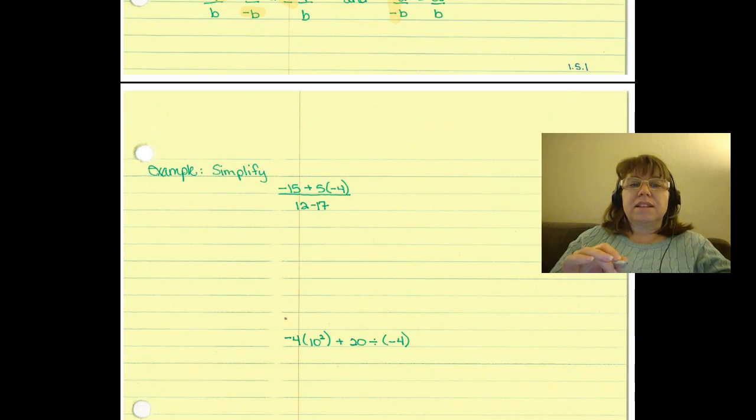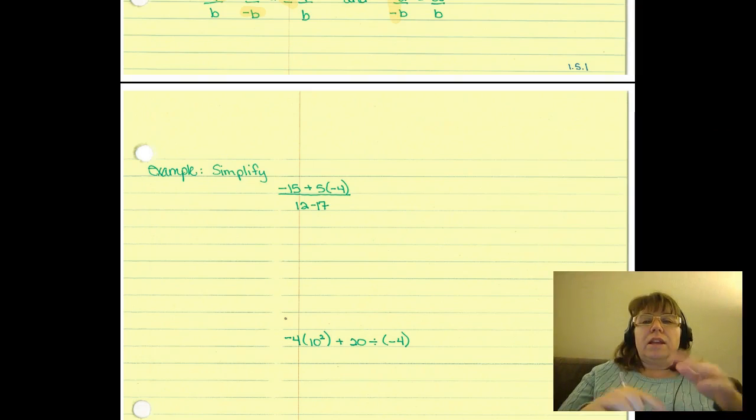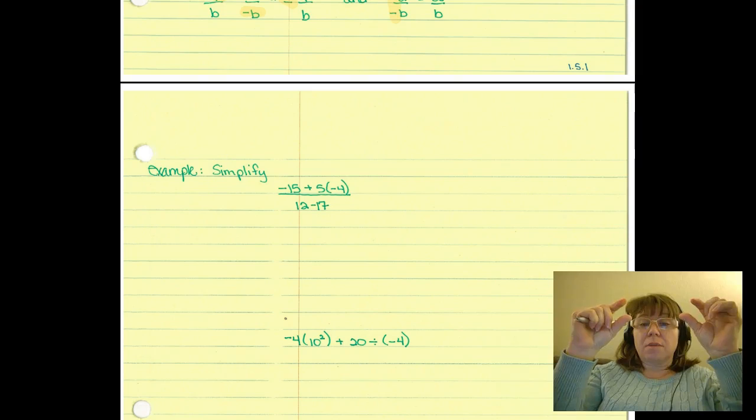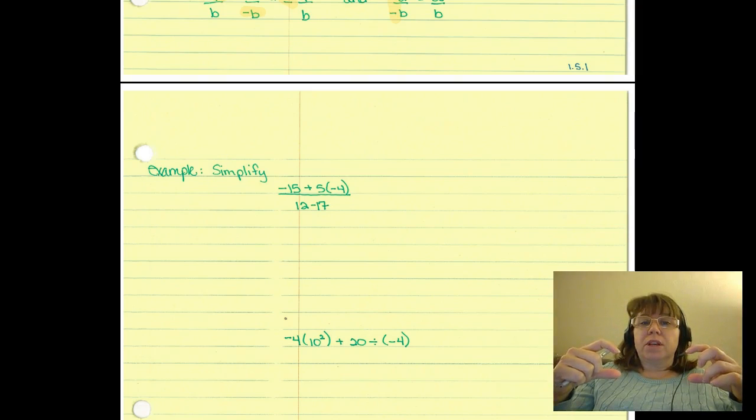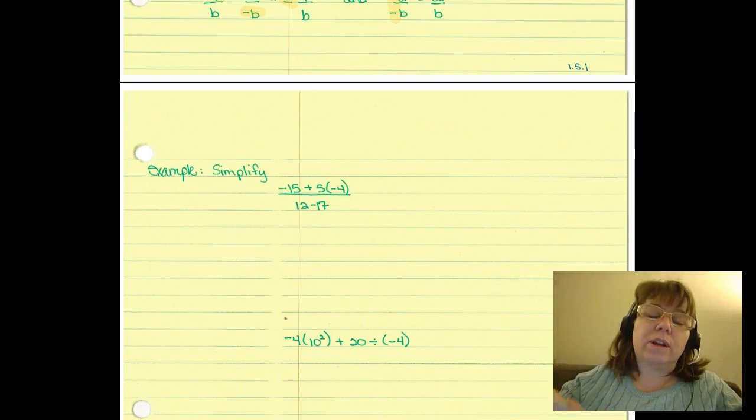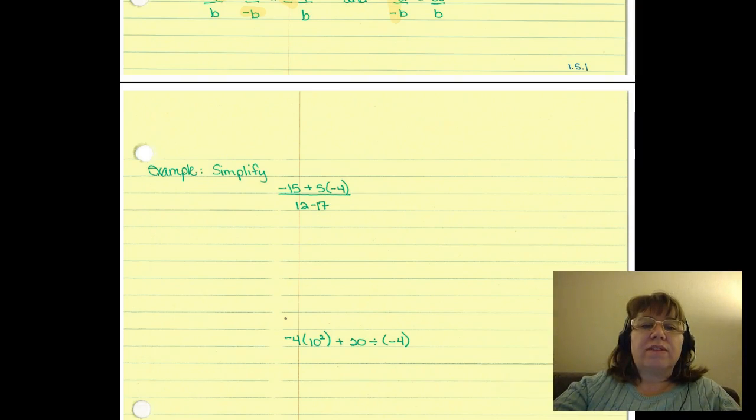Negative 15 plus 5 times negative 4 all over 12 minus 17. When we analyze the problem, I have addition, multiplication, division, and subtraction. And I can't do that division, which is really the fraction bar, until I have one number on top and one number on the bottom. So I'm going to work with the numerator first and get one number for the numerator. So I have negative 15 plus 5 times a negative 4.